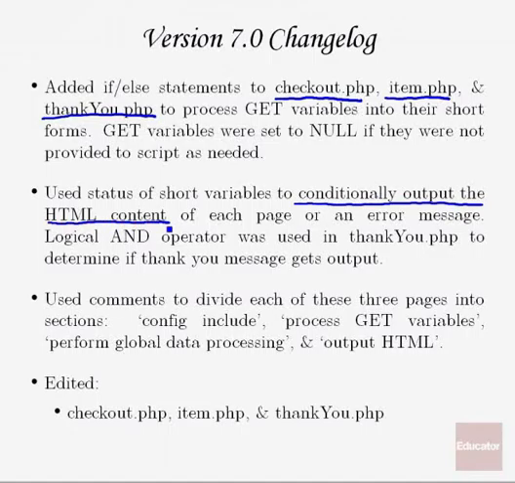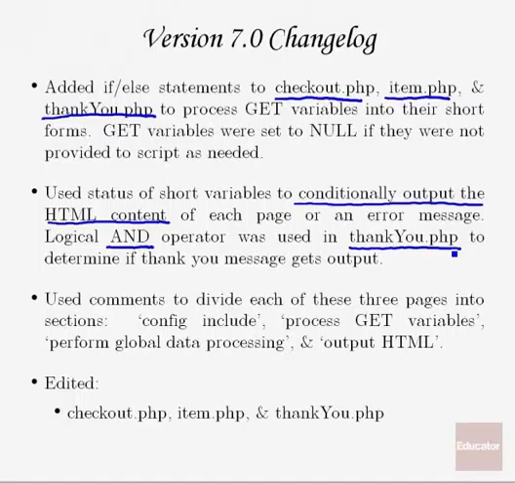And what that means is, if the appropriate GET variables were provided, we're going to output the content of the page as we're supposed to. If not, we're going to output an error message. And one thing in particular we're going to do is make use of our logical AND operator, which we learned about, in the validation of our GET data for thankyou.php.